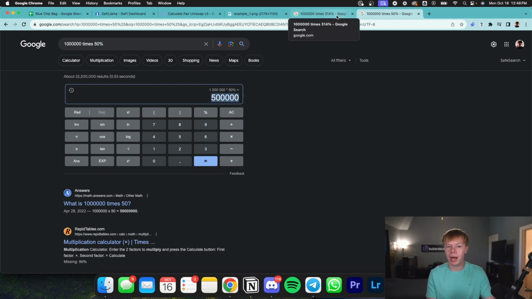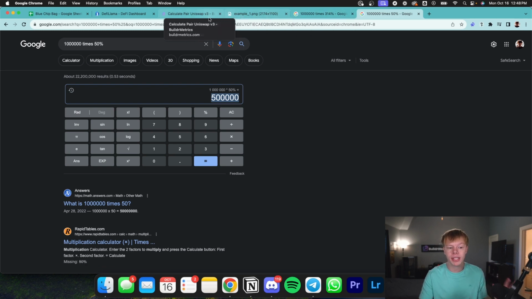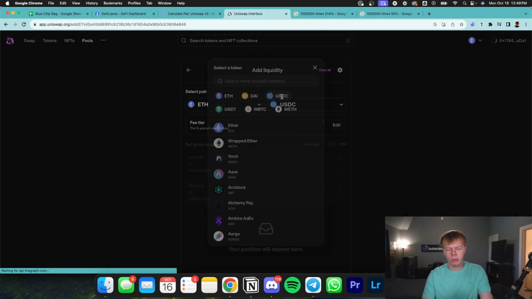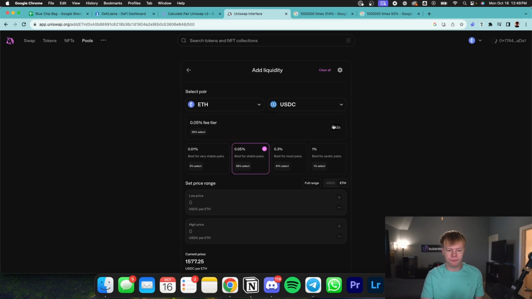So as you can see, Bob's capital is being used way more efficiently than Alice's, because all of his capital is being used as opposed to only 16% of it being used. Now I also want to break something down for you guys, which is called fee tiers.